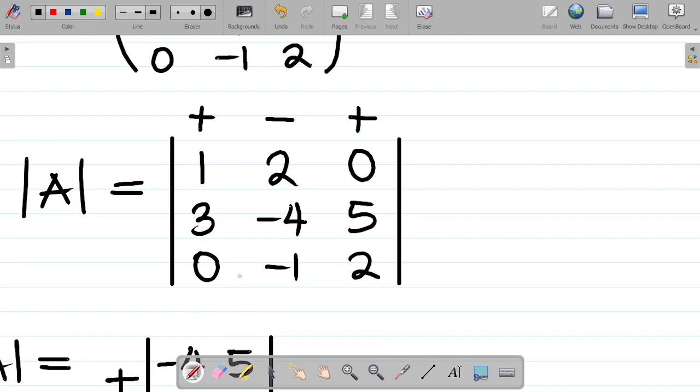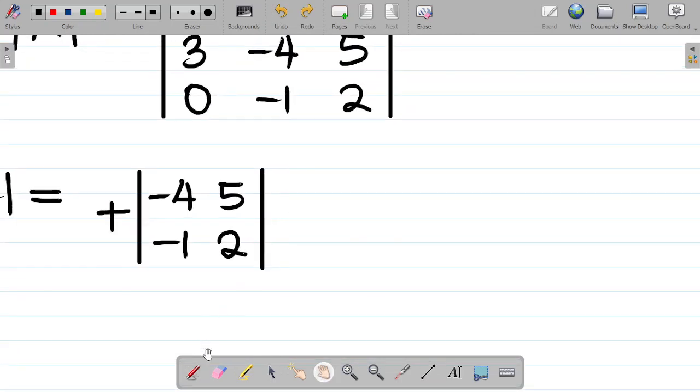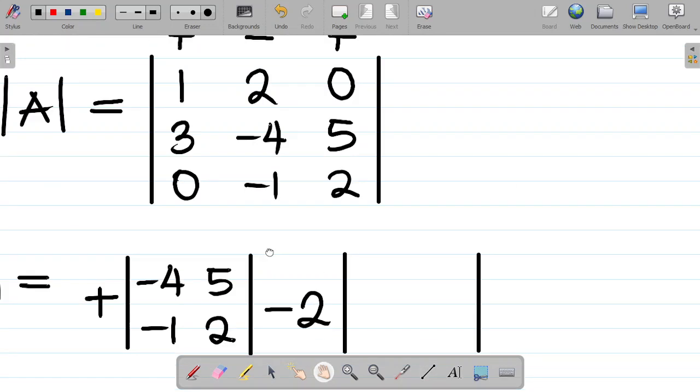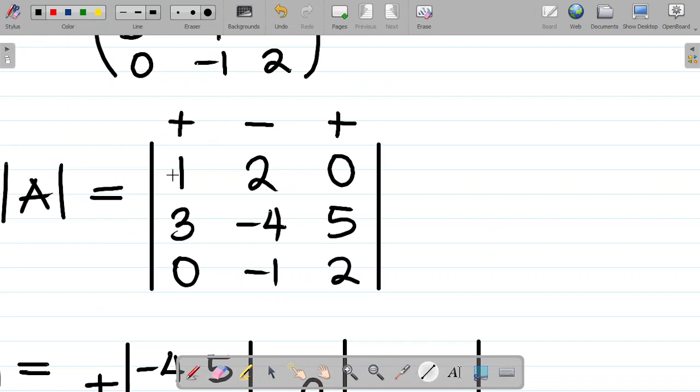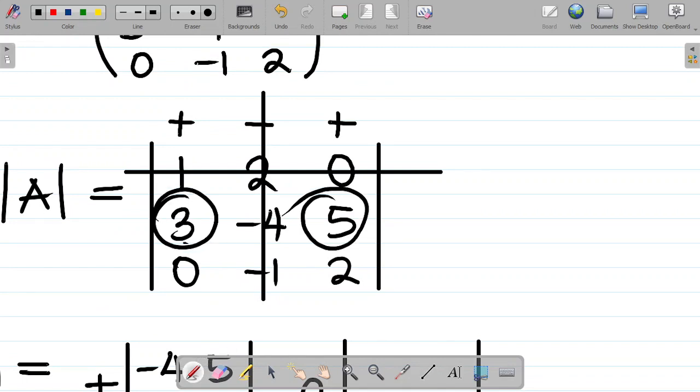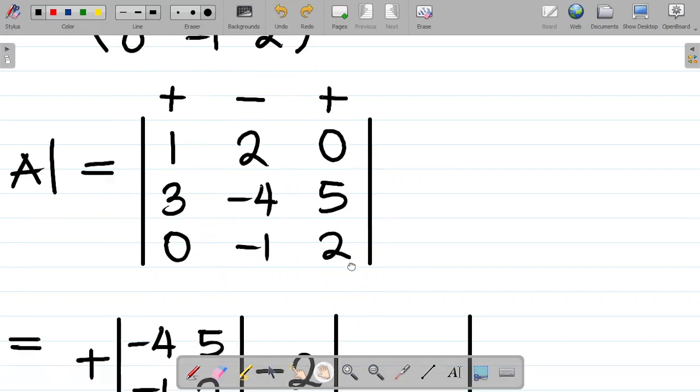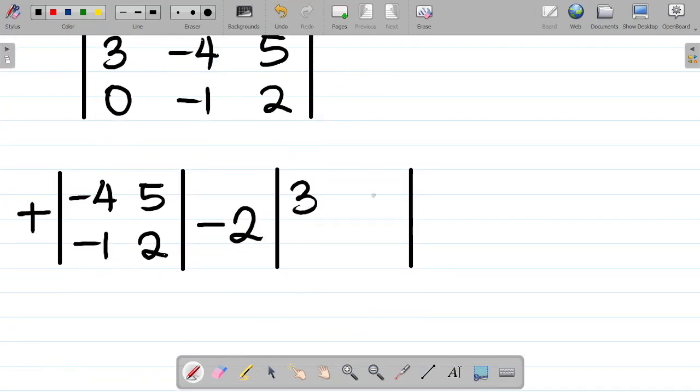The second one is to take the next number here, which is minus 2, so it becomes minus of 2. Then I'll do the same thing: I'll cover the row and column of 2. Observe that I have 3, 5, 0, 2. So let me write them down here, 3, 5, 0, 2.